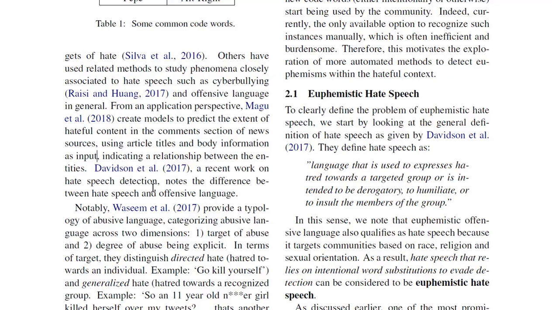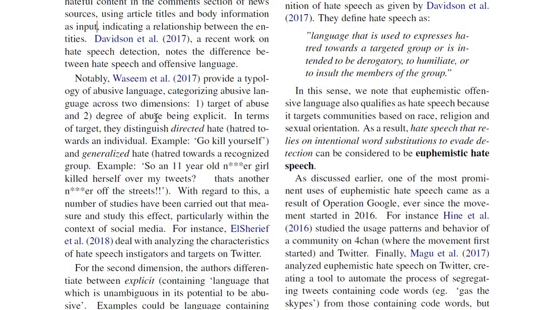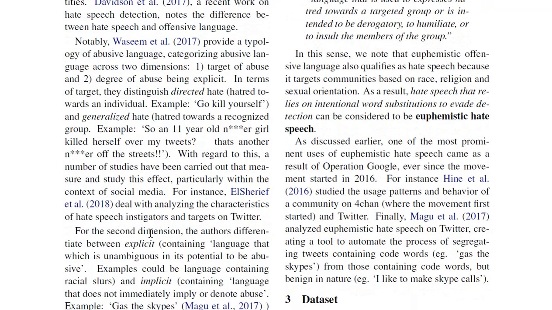Davidson et al., in a recent work on hate speech detection, note the difference between hate speech and offensive language. Notably, Waseem et al. provide a typology of abusive language, categorizing abusive language across two dimensions: one, the target of abuse, and two, the degree of abuse being explicit. In terms of target, they distinguish directed hate, so hatred towards an individual, like "go kill yourself", and generalized hate, hatred towards a recognized group. For this example. With regards to this, a number of studies have been carried out that measure and study this effect, particularly within the context of social media.